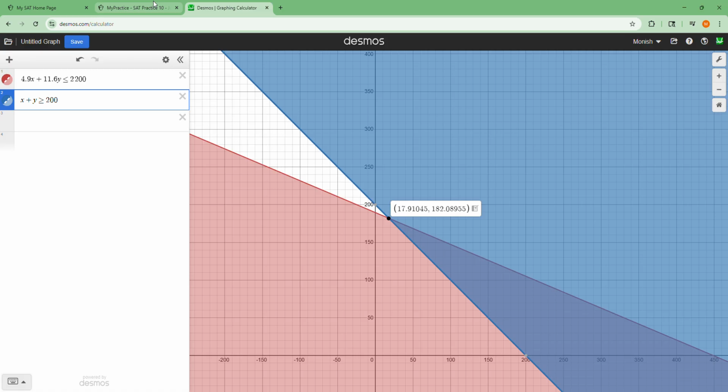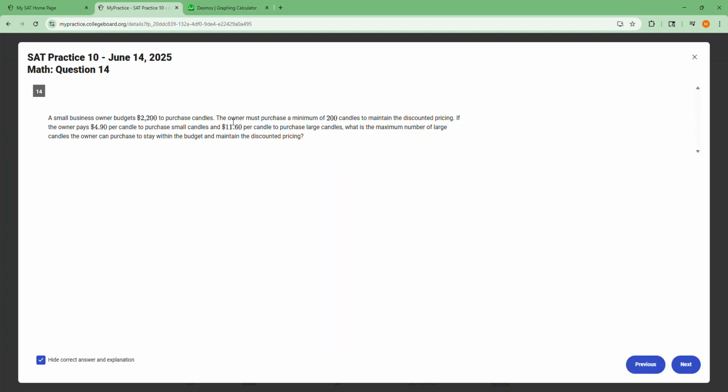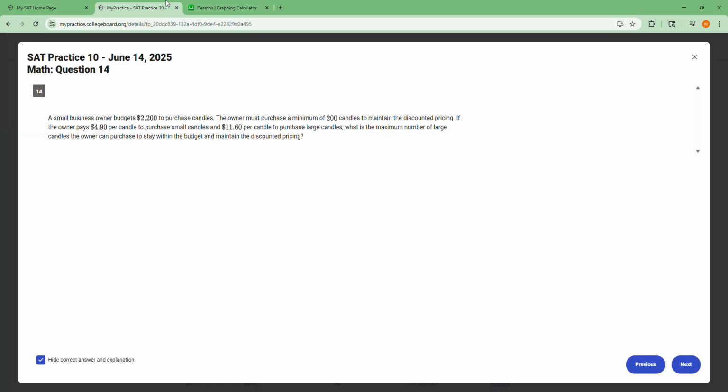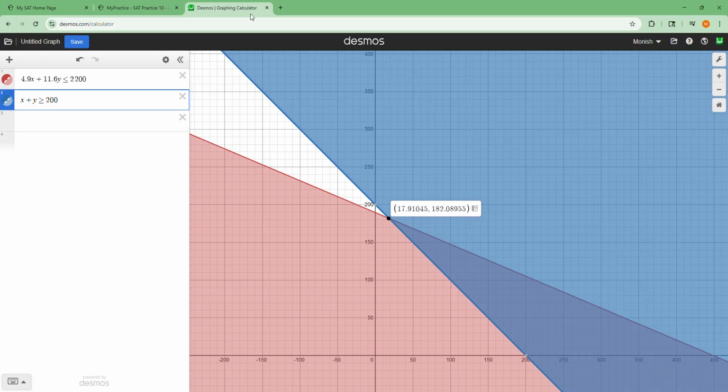That is incorrect. So 182.1 is the maximum number of large candles that you can buy under your budget. If you go up to 183 candles, then you have gone over budget. In general, if you need to round a maximum, you will always round maximums down. And if you need to round a minimum, you will always round minimums up, for much the same reason.